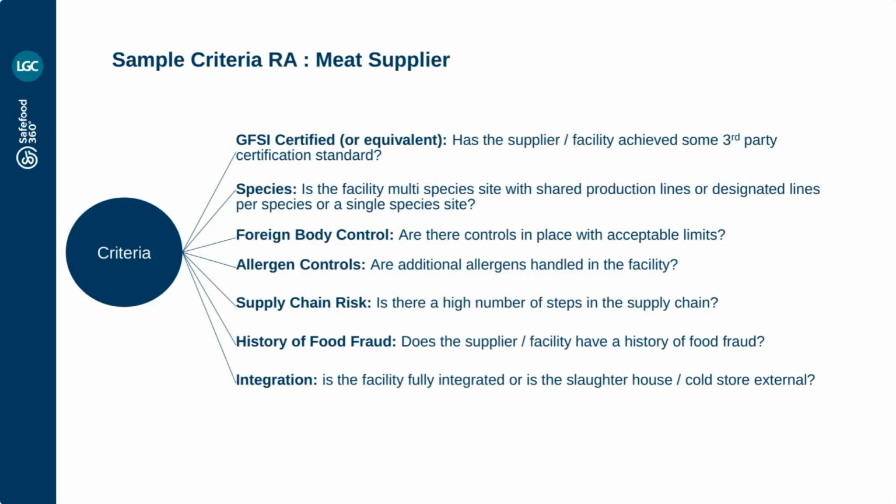Do they have foreign body controls in place? And more so, do they have acceptable limits applied to them? So think of, do they have a HACCP plan that has been scientifically evaluated? Do they have allergen controls in place? The supply chain itself: are there a number of steps from when that ingredient leaves that manufacturer to you? Do they have a history of food fraud? And then, of course, is that facility a fully integrated facility, or is it simply just a slaughterhouse?